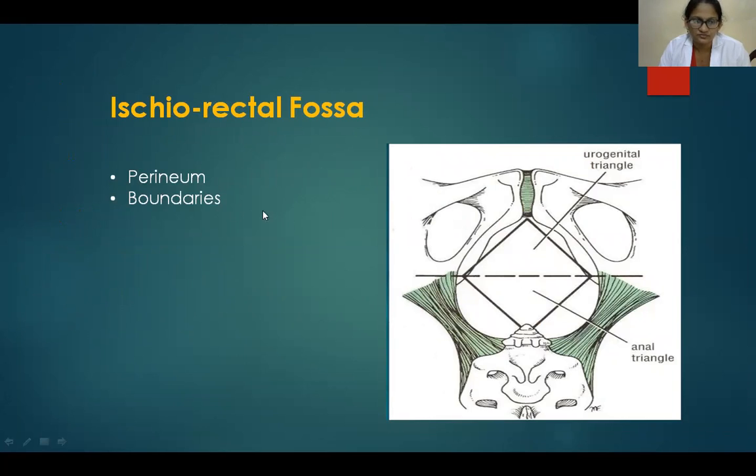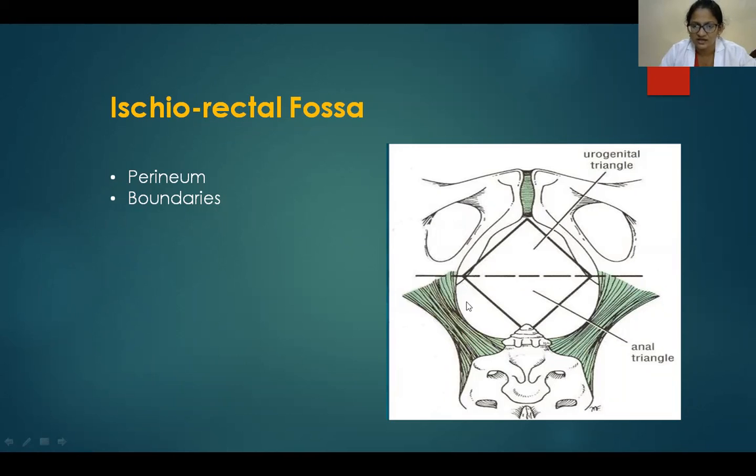Coming to the perineum. What is the perineum? Where is it present? The perineum is an area or anatomical region in the pelvic outlet. We are going to see the perineum in the lower part of the pelvic outlet, in between the upper parts of the two thighs. This is the area of the perineum.